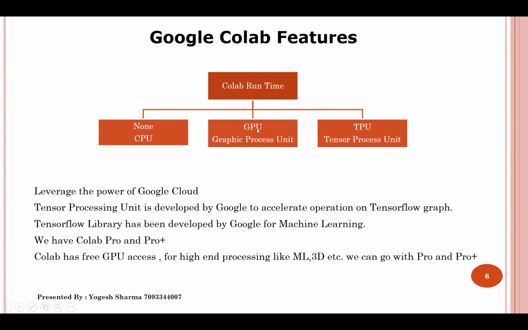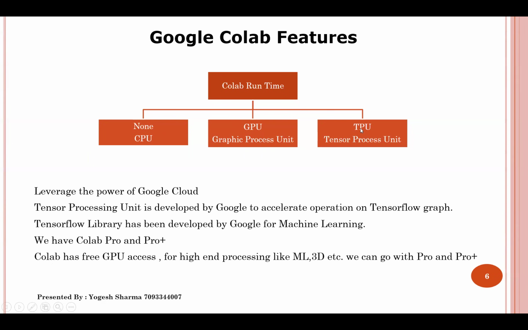GPU is the graphical processing unit. We require a GPU if we want to do machine learning programming. If we want to train a model or do some high-end processing, then we require the GPU.